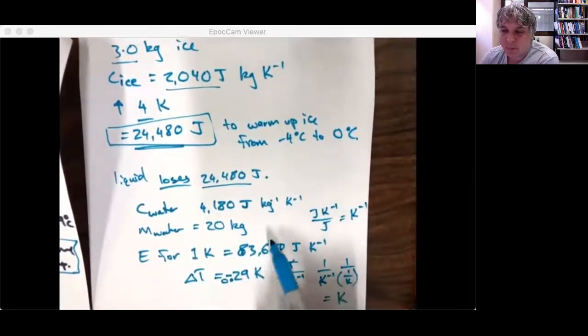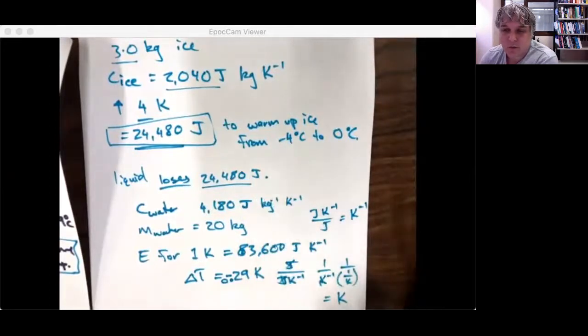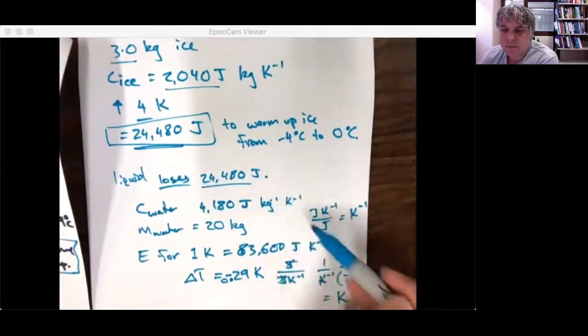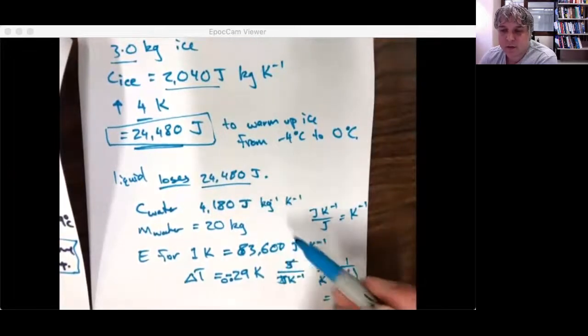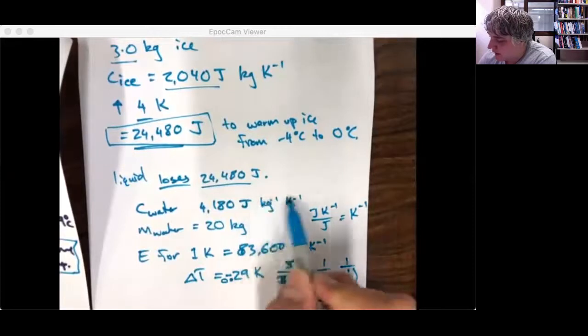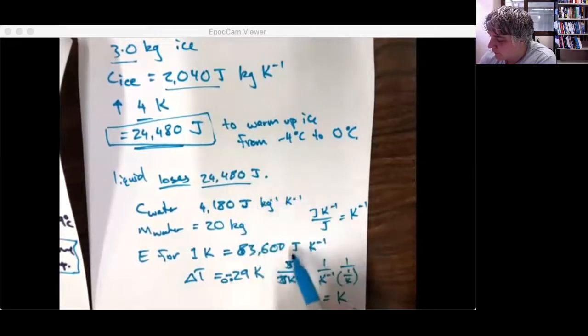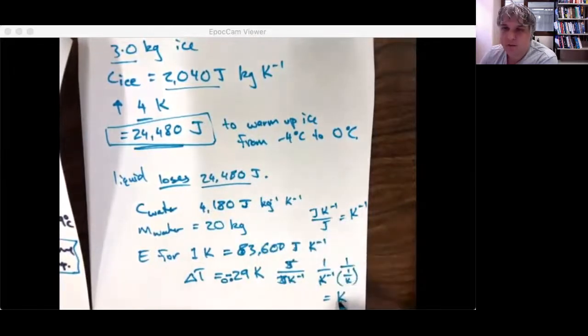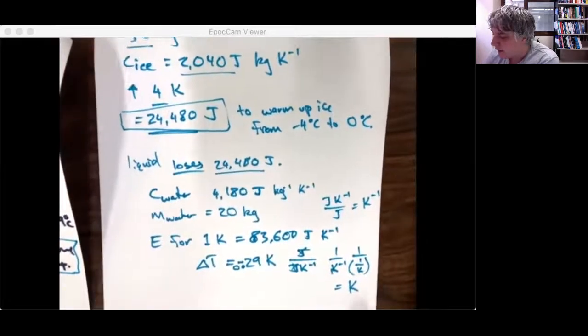The other thing you could do would be to multiply them. You'd get joules squared per Kelvin. Again, not useful. So you can actually look at the units and say, we want a temperature, what do we need to do? Well, if we take this and multiply it by kilograms, they cancel out. So we're left with joules per Kelvin. And then if we divide joules by joules per Kelvin, we're left with Kelvin. So you can actually use the units to figure that out.